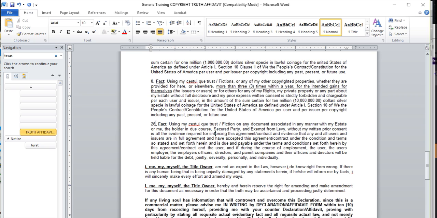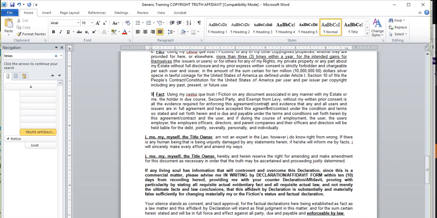And then paragraph 9. Using my Satanic Trust fiction on any document associated in any manner with my estate or me, the holder in due course, secured party exempt from levy without my written prior consent, all the evidence required for enforcing this agreement contract and evidence that any and all users and issuers are in full agreement and have accepted this agreement contract under the condition and terms so stated and set forth herein and is due and payable under the terms and conditions set forth herein by employer's officers, directors, parent companies, and their officers and directors will be held liable for the debt jointly, severally, personally, and individually.